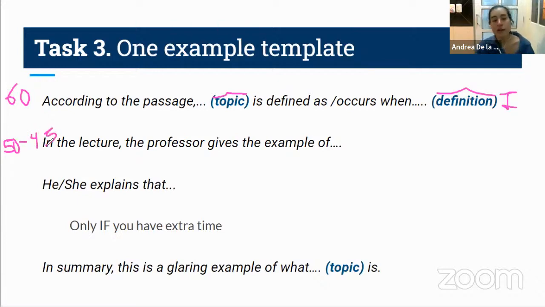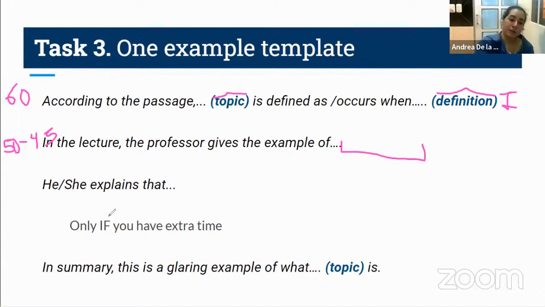In order to start with the lecture, you need to give a transition, of course. So you could use this one if you like it. You could say, in the lecture, the professor gives the example of, you give some context first, right? So who are we talking about? When is this example set? Where is it set? In this case, we're talking about kids in school, right? So we're gonna say, in the lecture, the professor gives the examples of kids at school.